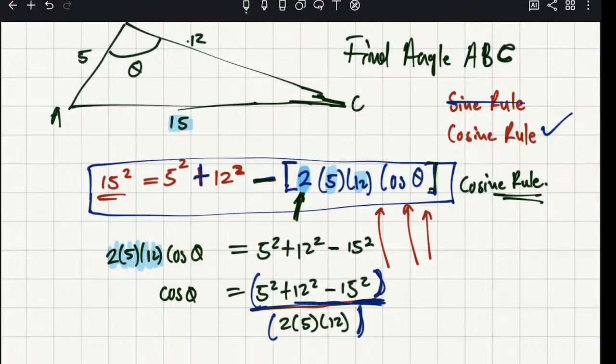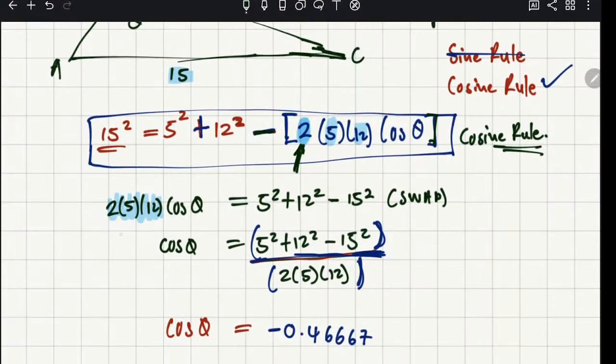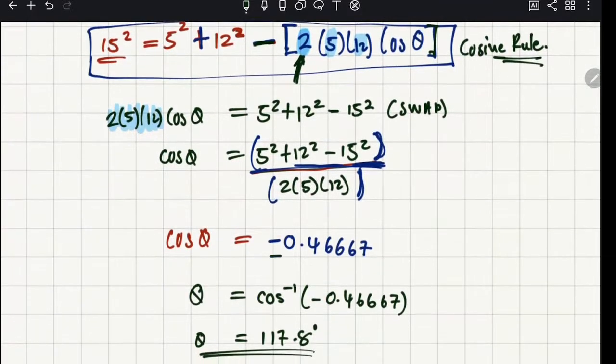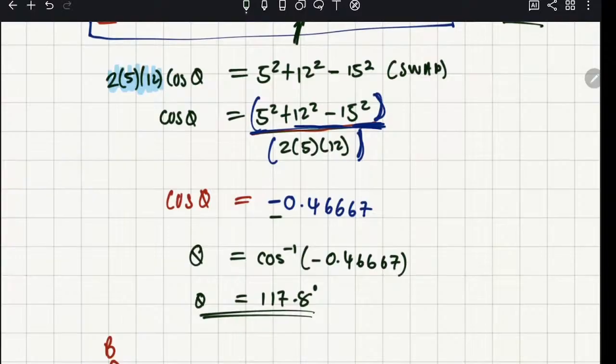Write the cosine rule correctly. If you're looking for theta, you swap it. You take this negative to the other side, and 15 squared will come to this other side. Remember to swap. That is after writing the cosine rule. Then after swapping, you take these guys to the other side to divide. Then when they divide, you get your cos theta. Then you take cos to the other side. You get your theta. You are done.